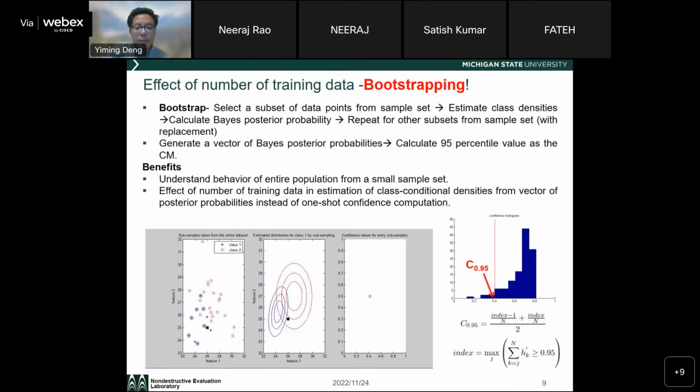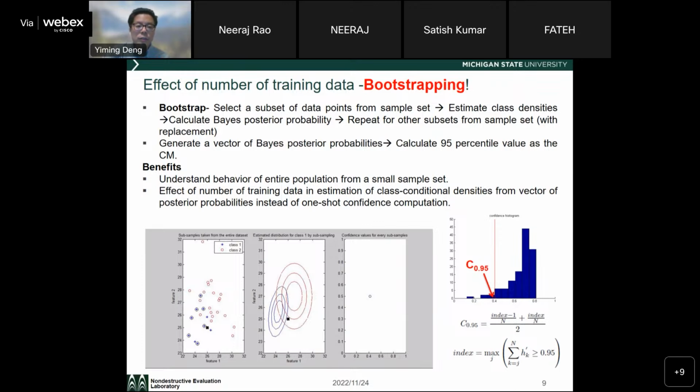The second effect is the number of training data. We always deal with the dilemma here of how we should balance our resources to get as much data as we can under the limited resources constraint. Well, we have to deal with limited data sets as NDE scientists or engineers.